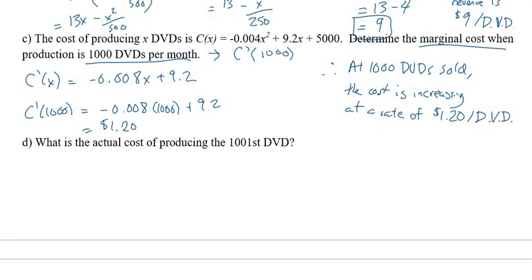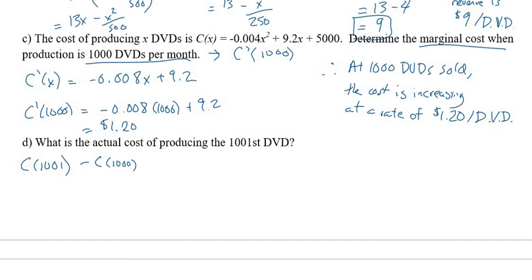The last question it asks is, what is the actual cost of producing the 1,001st DVD? The way we're going to do that is we're actually not going to use derivatives for this. We're just going to use a little know-how. If we take C of 1,001, that is the cost of producing 1,001 DVDs. So we're going to subtract off C of 1,000. That is going to get rid of the cost of the first 1,000, and it's just going to leave us with the cost of the 1,001st DVD.